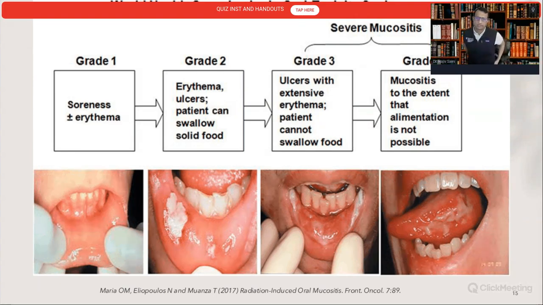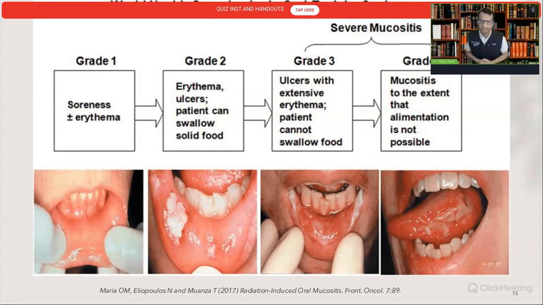World Health Organization has categorized different grades of oral mucositic lesions based on the clinical picture. So in grade 1, there is some soreness and erythema. You can see the clinical picture here. Grade 2 is a bit more challenging situation where you have, along with erythema and ulcers, the patient can swallow solid food. Severe mucositis occurs in grade 3 and grade 4 situations.